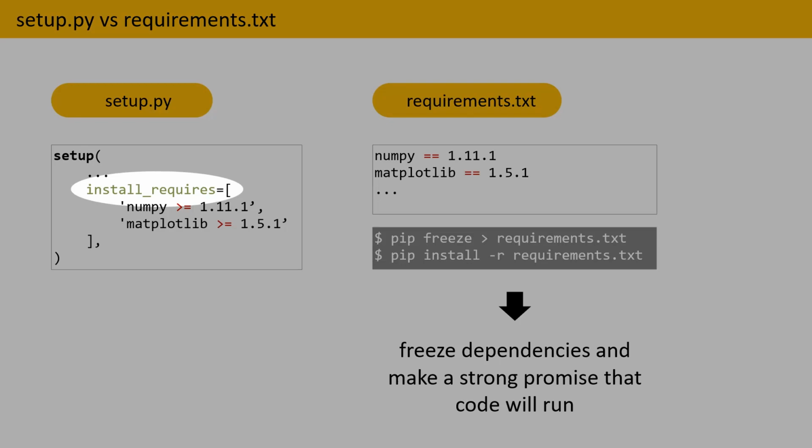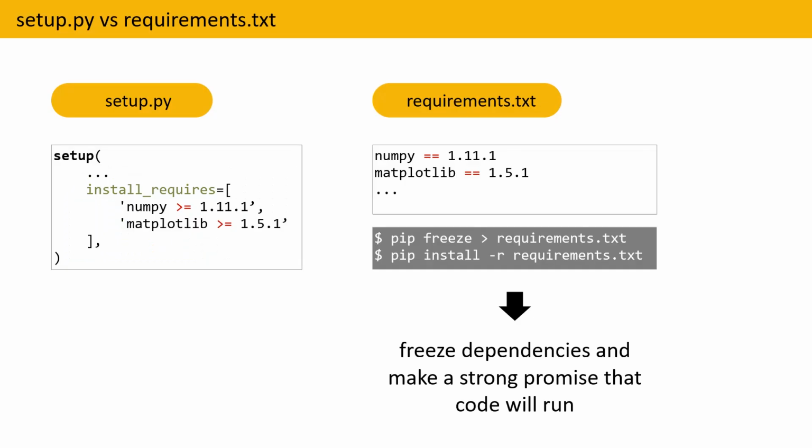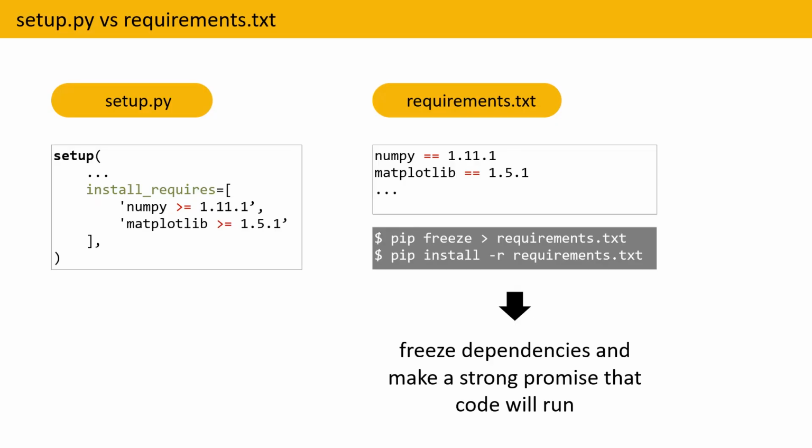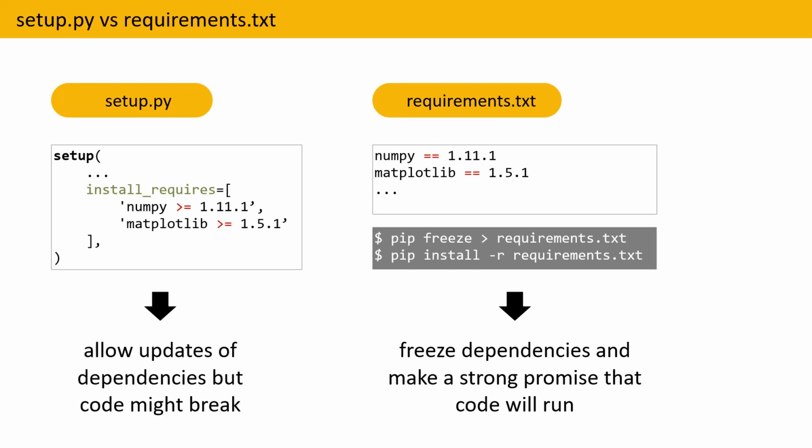Install requires, on the other hand, usually allows dependencies with a minimal version or newer, which means it encourages the update of packages, for instance for security patches. It does not promise that package updates do not break the code, and therefore usually some test harness such as unit tests is added to ensure the correct function after updating.